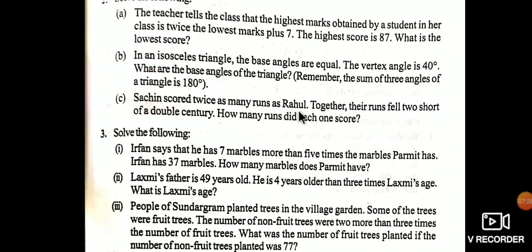The problem is: Sachin scored twice as many runs as Rahul. Together their runs fell 2 short of a double century.